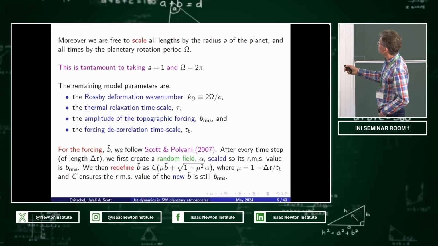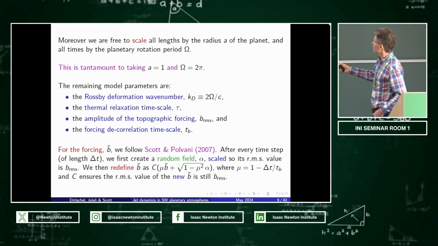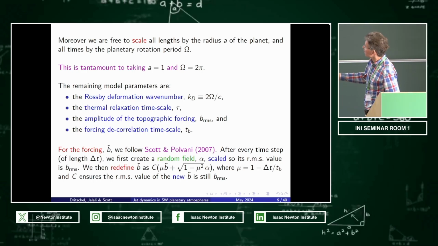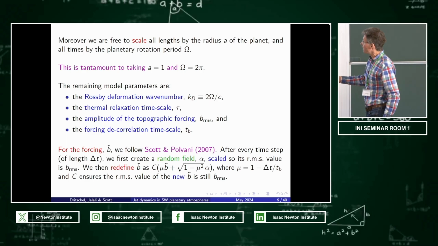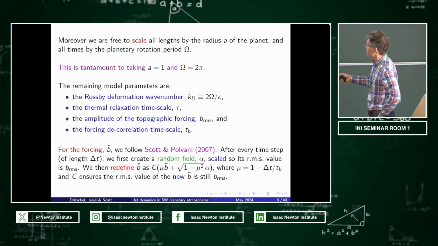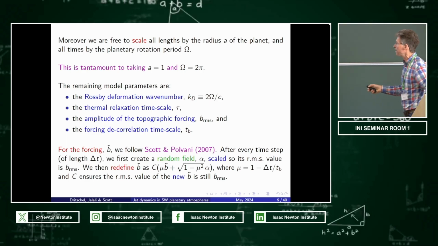We can take basically scale length scales by the radius of the planet and set the rotation period to be 2 pi so that a unit of time is 1 day. When you do that, then 4 parameters appear. In fact, there are more than that, but I'll come to that in a minute.